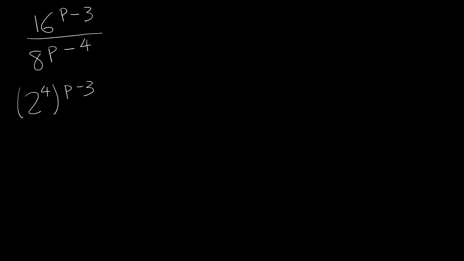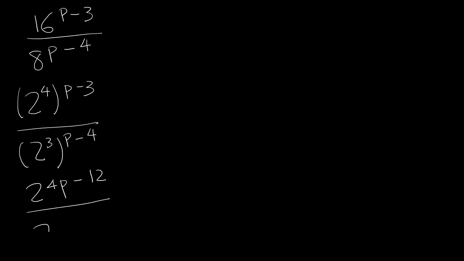In this next one, we have 16 to the power p minus 3 divided by 8 to the power p minus 4. So we have to use the prime numbers. We'll have 2 to the power 4(p minus 3) divided by 2^3(p minus 4). So let's multiply this through. We have 2^(4p minus 12) divided by 2^(3p minus 12). Now what we need to do is subtract the bottom from the top.